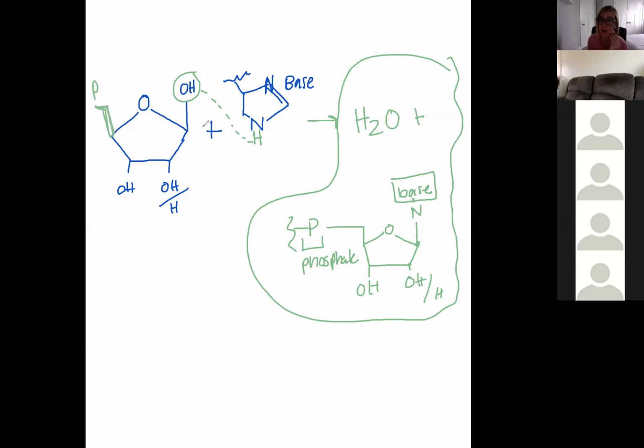Because you have some sort of phosphate bond. Yep. And then we're adding the base. So that's how you'll connect a base to a sugar via condensation. And that's how I would draw it.